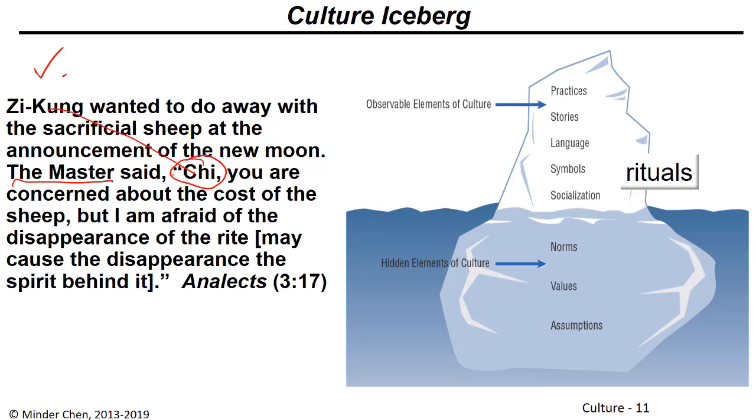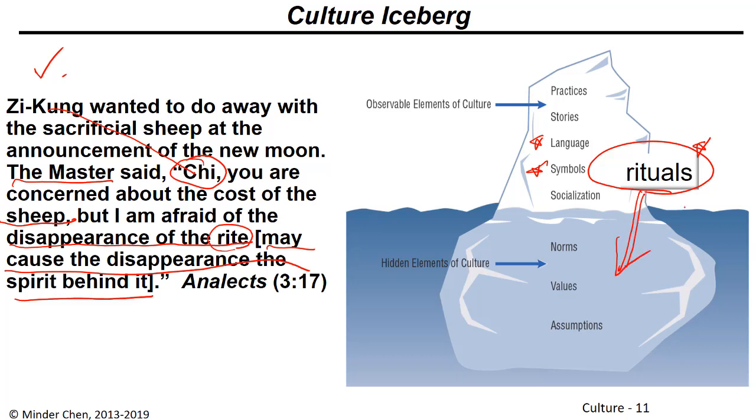Ci is actually Zigong's name. You are concerned about the cost of the sheep, but I'm afraid of the disappearance of the rite, the ritual, as I mentioned here. Confucius didn't say much, but I added this to explain what I believe he really meant, because Confucius really believed some of the ritual, symbol, language, logo doesn't seem to mean much, but in reality, they're reflecting what's beneath the iceberg.